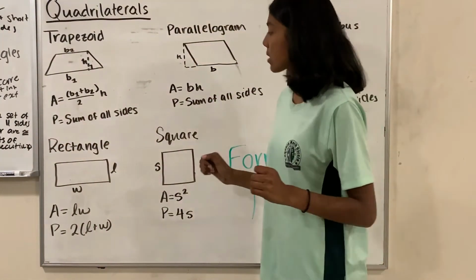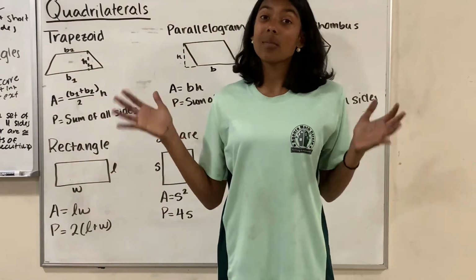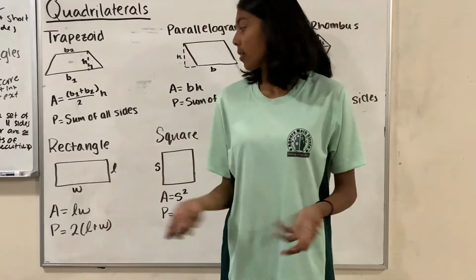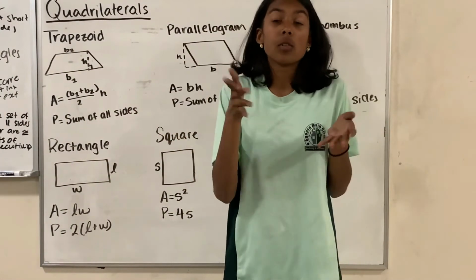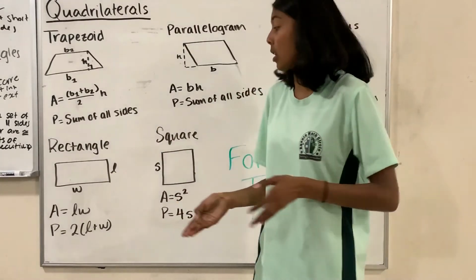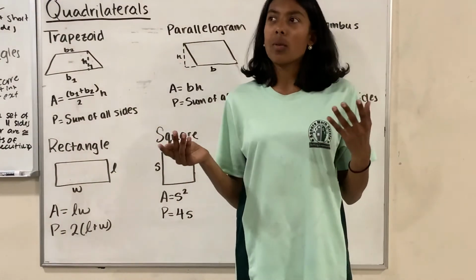Now let's move on to our rectangle. A rectangle has 2 parts, length and width. It really doesn't matter which one you assign to, because either one works because of multiplication and addition. Remember, commutative property of addition and multiplication. So the area is basically the length times width, and you might be wondering why.